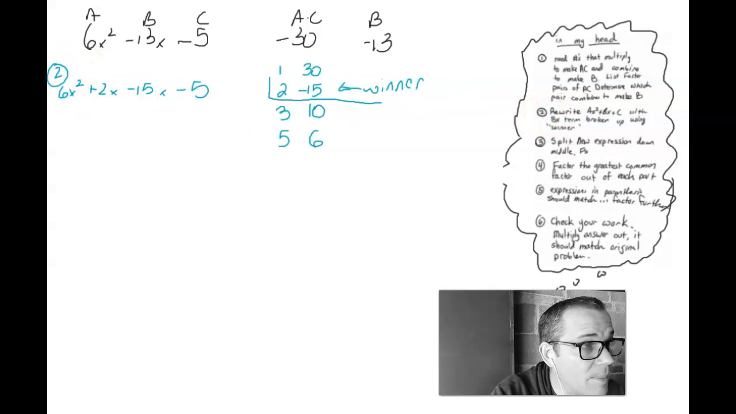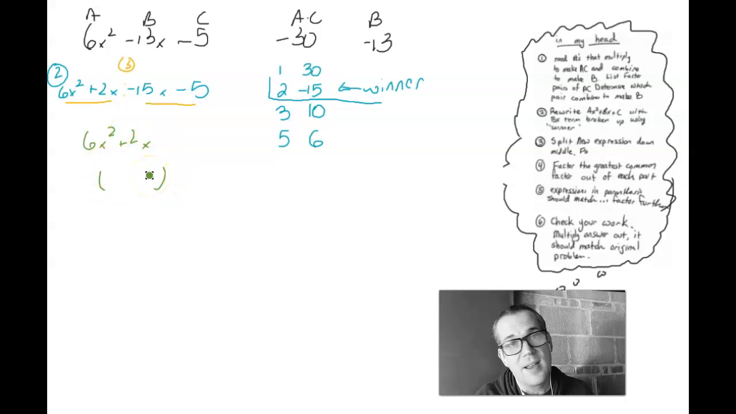Step 3 is to break it up, like this and like this, and just consider one group at a time. So if I consider the 6x squared plus 2x group, I want to have some kind of parentheses there. I've got to figure out what goes on the outside, so I'll look at these two terms. I'll look at the numbers first. 6 and 2 have a common factor of 2, and both of these things have an x. So I can factor 2x out of both of these, and then I've got to figure out what would go here if I wanted to get this back.